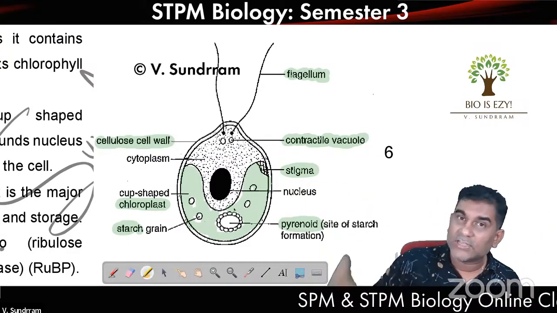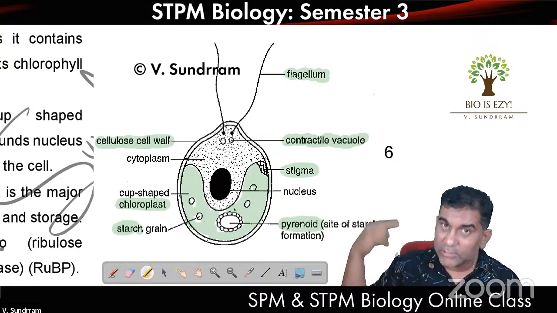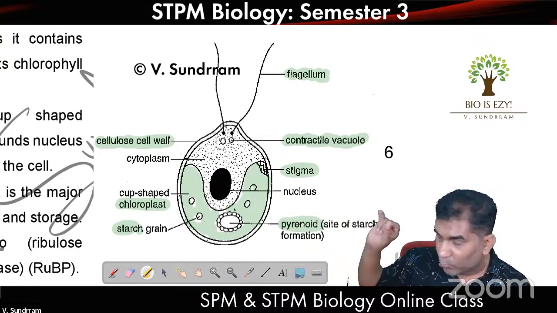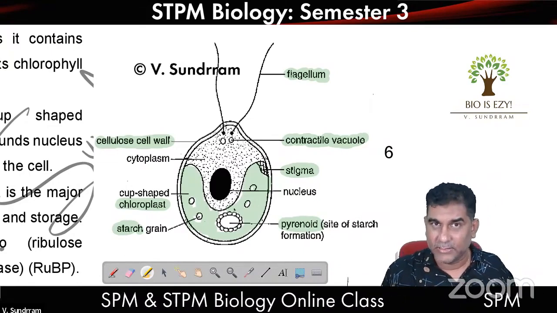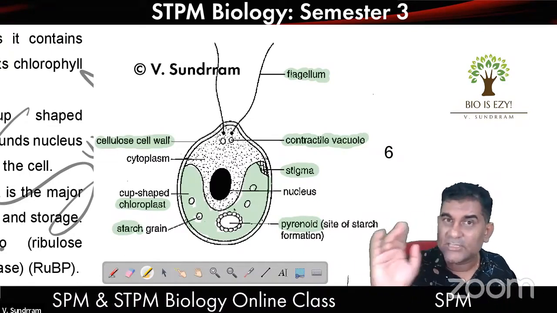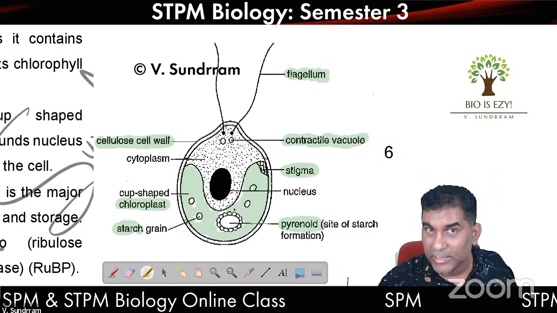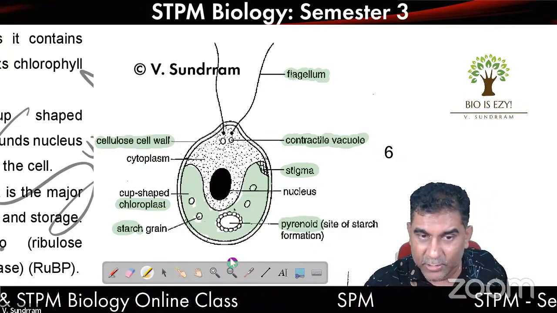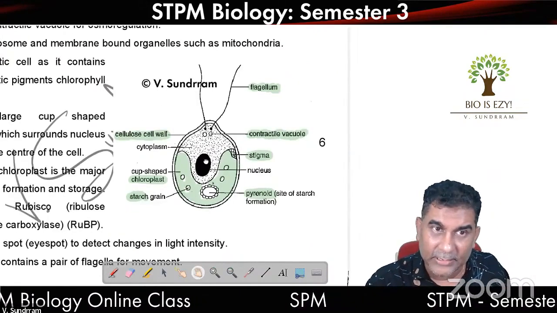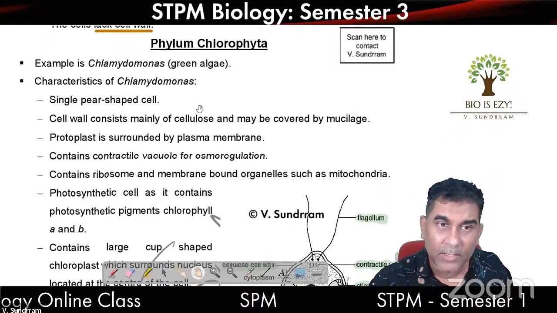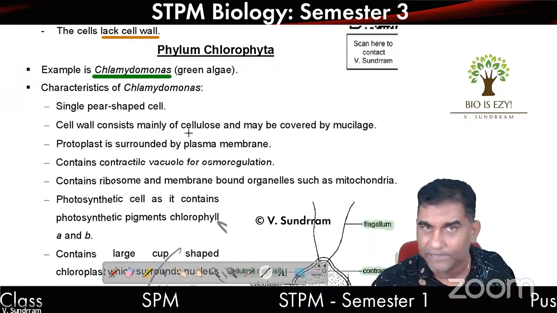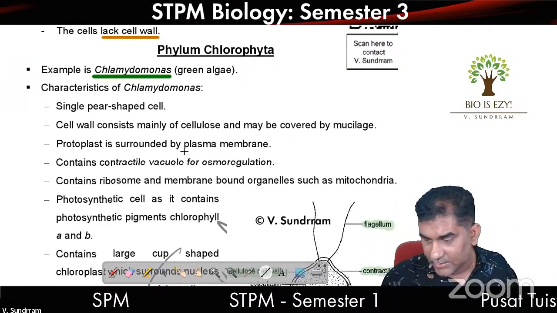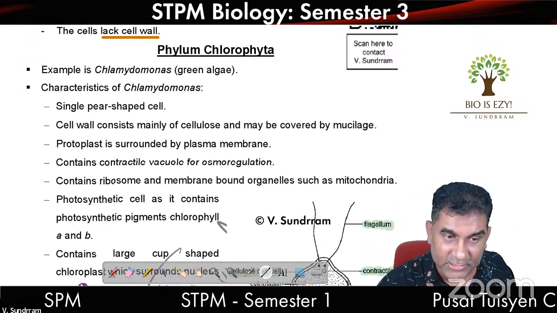So I would suggest to you, draw this organism. What you label is what you need to write in exam. That is the characteristic. So everything that is labeled in this picture is the answer that you need to write. That is the answer that I'm going to underline now. So if you see, the example is Chlamydomonas. It's a scientific name. Must underline and must start with capital C.